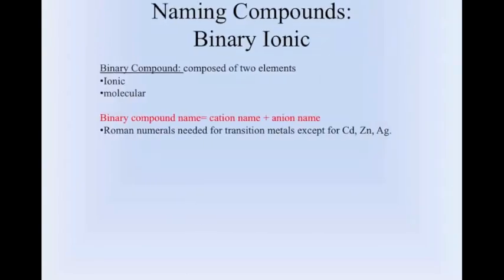Okay, naming binary ionic compounds. A binary compound is composed of two elements. It can either be ionic or molecular, and a binary compound name equals the cation name plus the anion name. Roman numerals are needed for all transition metals except for Cd, Zn, and Ag.